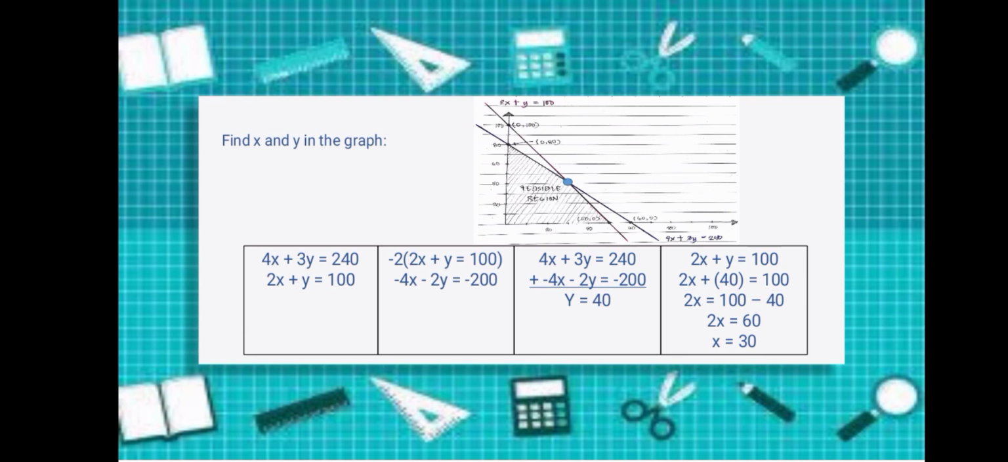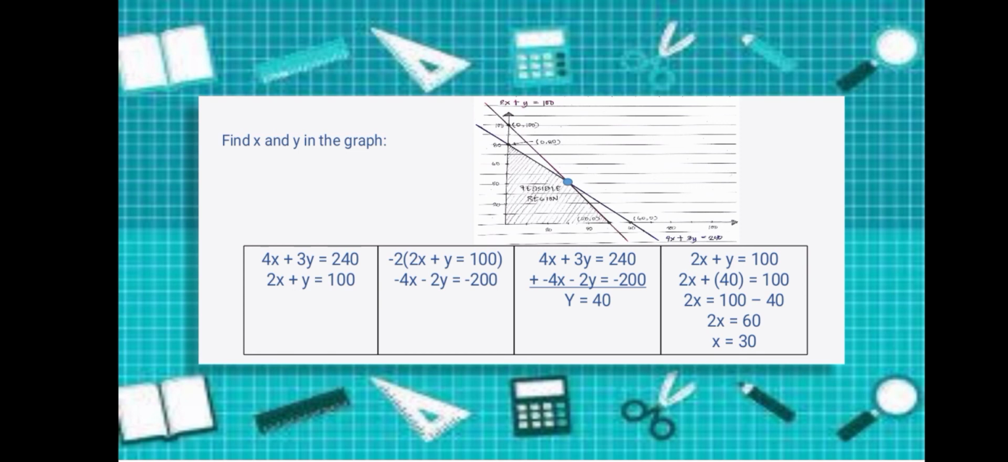So, 4x plus negative 4x is equal to 0. So, na-eliminate na natin yung x. At 3y plus negative 2y is positive 1y, is equal to 240 plus negative 200, is equal to 40. So, nakita na natin kung ano yung value ng ating y. So, value ng ating y is 40.